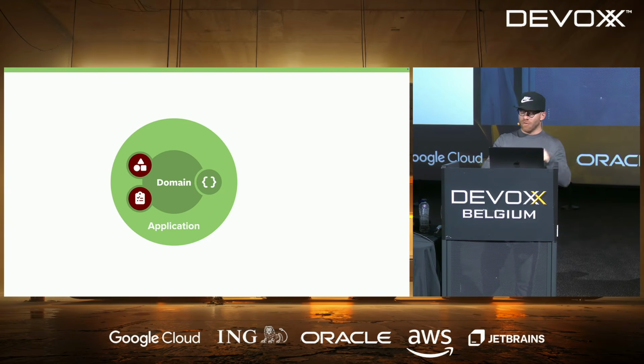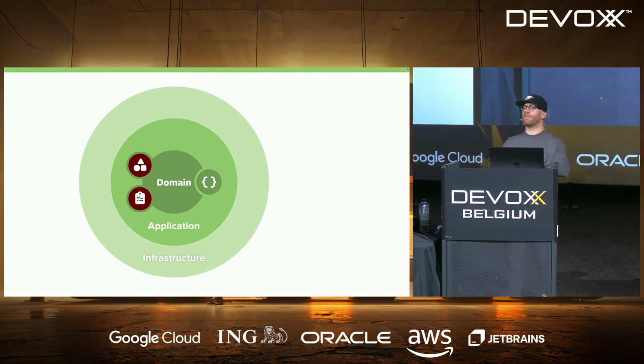And then at the outer rim, we actually have everything that's infrastructure. So from controllers to repositories, so everything that controllers produce, HTTP or endpoints to some degree. Repositories talk to different databases. You might have a message broker involved or talking to a third-party API. That's the next thing here.